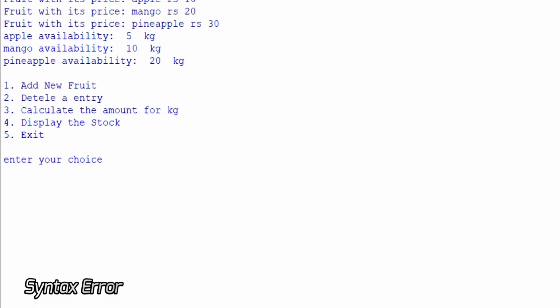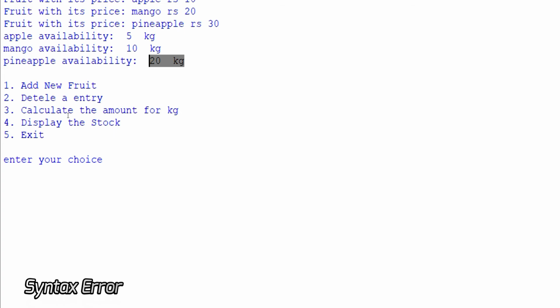So here I have simply displayed the price of apple, that is rupees 10, mango rupees 20, and pineapple rupees 30. And mind you, these are the individual fruit prices. These are not according to the kgs or anything. These are just random prices. And here I have displayed the kgs that are available. I have 5 kg of apple available. I have 10 kg of mango and 20 kg of pineapple.